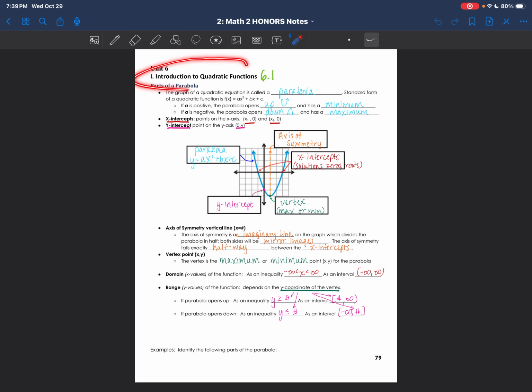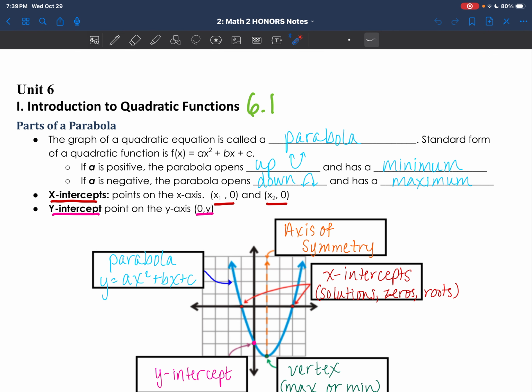All right, today what we're going to talk about is an introduction to quadratic functions, and we're first going to focus on the parts of a parabola. So let's get started. For your notes, it says the graph of a quadratic equation is called a parabola. Standard form of a quadratic function is f of x is equal to ax squared plus bx plus c.